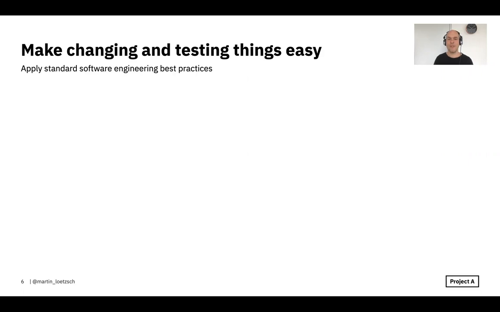So the overarching theme of everything is to make changing and testing things easy. So you have something, and now you want to add one more attribute or one more metric, and doing that should be easy, and it should happen in a controlled way. And how do you do that? You apply standard software engineering best practices. So the normal best practices that people use who build backends or websites or any other piece of technology also apply to data warehousing and data engineering.